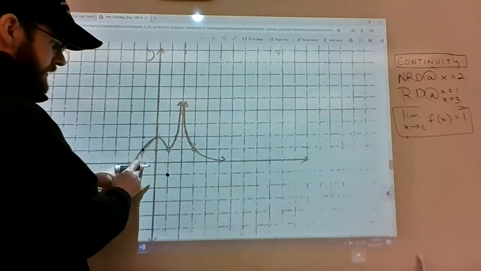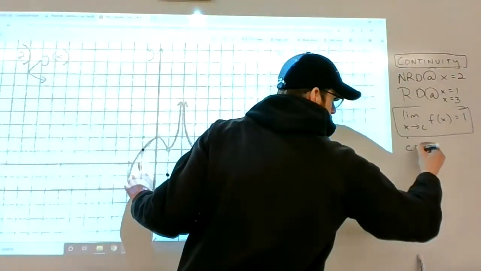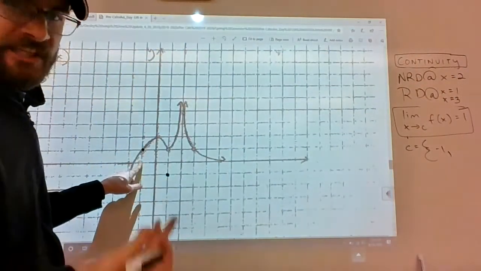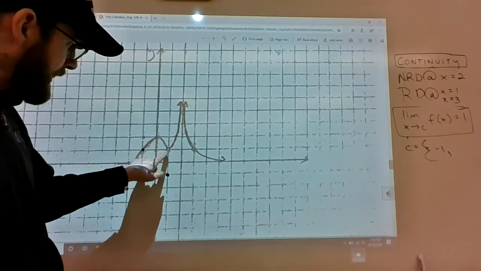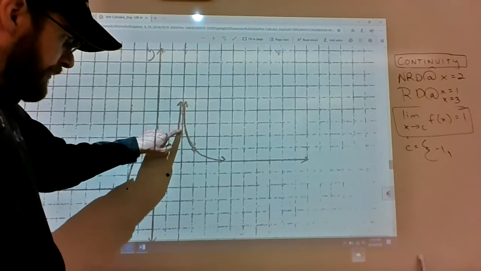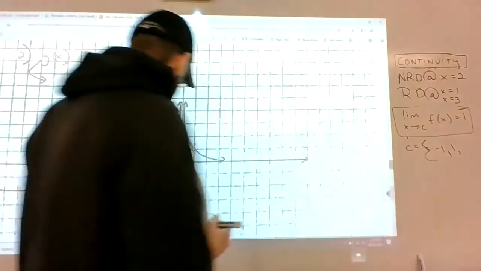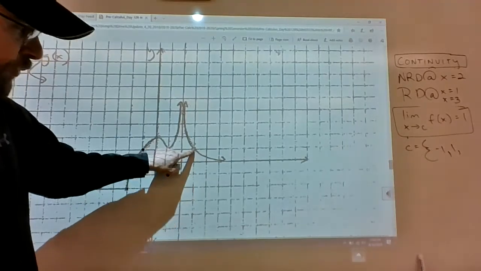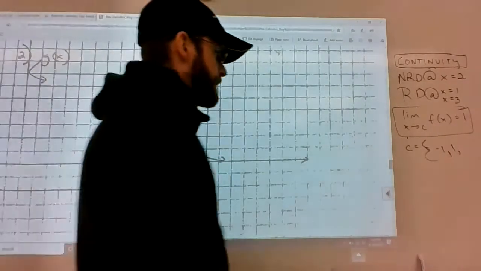So -1, that x value, is legit. X equals 1, that's the same thing. From the left it equals 1, from the right it equals 1. And then at 3, it also converges to 1 from the left and the right of that point. 1, 2, 3.